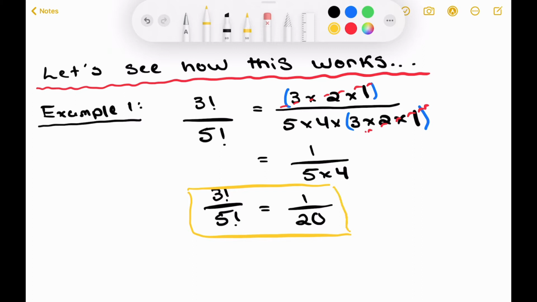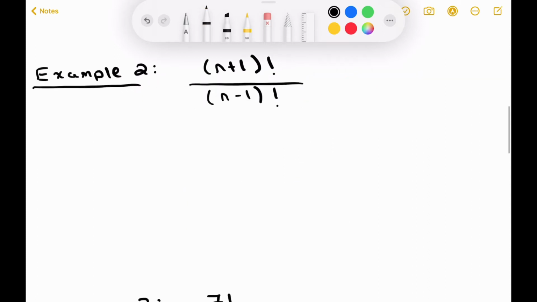So on a quiz question, you may get something like, simplify this factorial, and you might have to write it in this simplified form like this, showing your steps that you can cancel this. Now let's take a look at another example here.